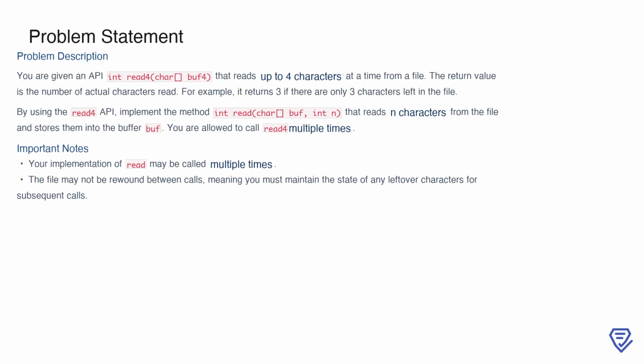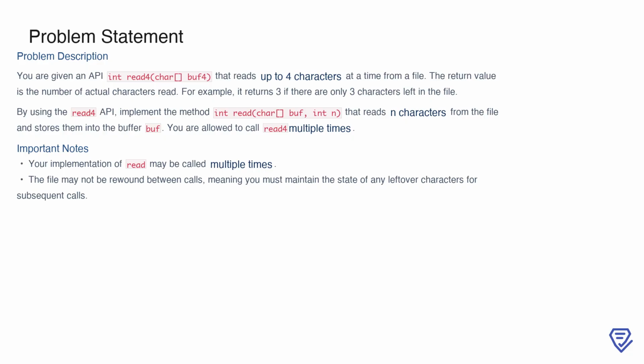In this problem, you are provided with an API called Read4. This API reads up to 4 characters from a file into a temporary buffer, buff4, and returns the number of characters it actually reads. If there are fewer than 4 characters left in the file, it will only read those remaining characters. Now, your task is to implement a function called read, which uses the Read4 API to read up to n characters from the file into a given buffer, buff.